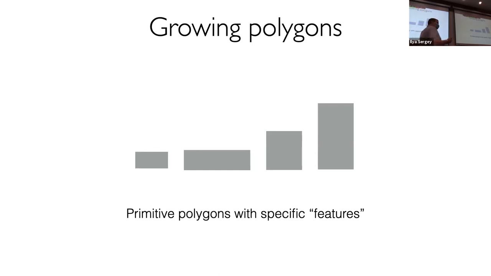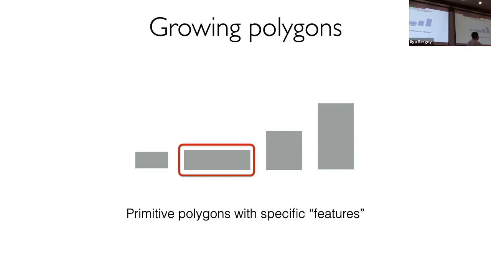In functional programming, you can grow a list by appending a head to the list more and more, and you can grow a tree. How do you grow a polygon? Well, you need to do it inductively. You start from primitive building blocks, like these four bricks. And then you can think of a scenario to connect them together.